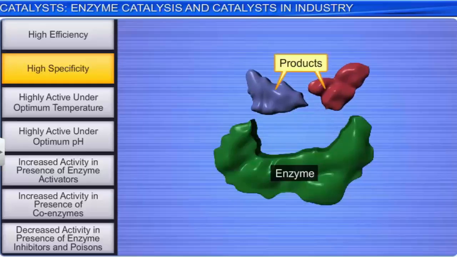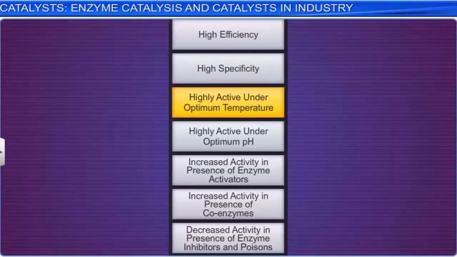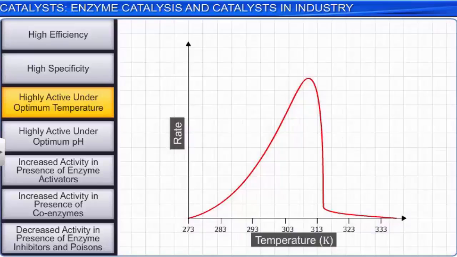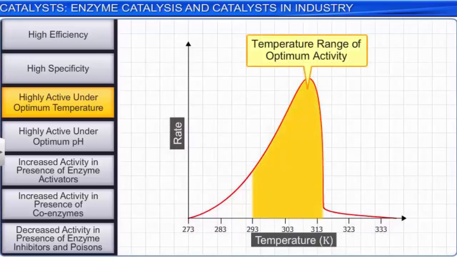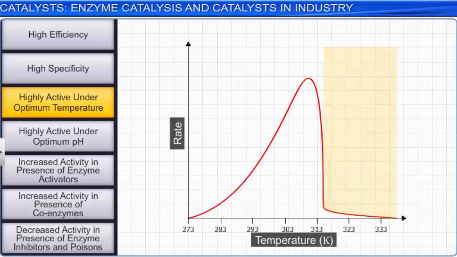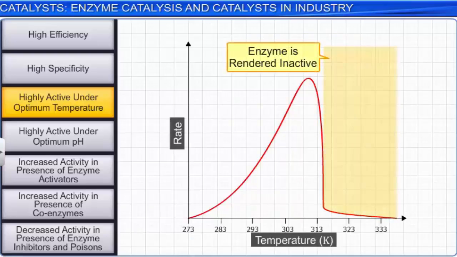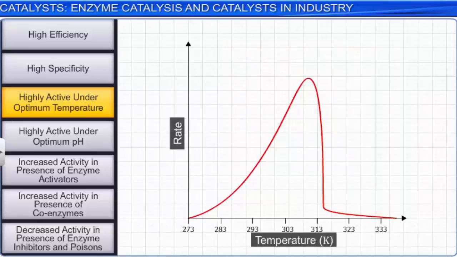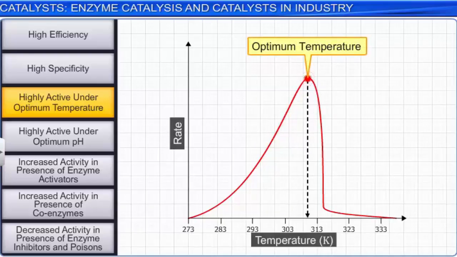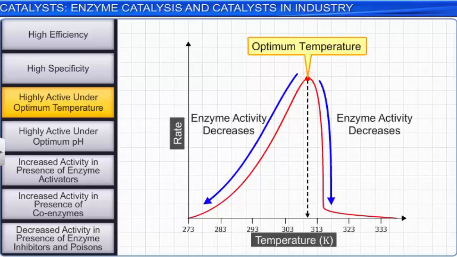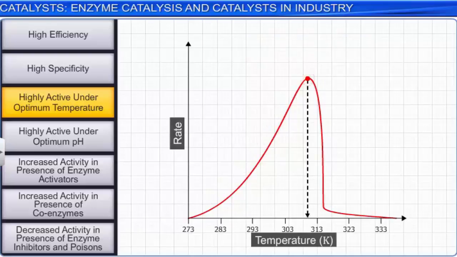Let us now discuss the effect of temperature on enzyme activity. Every enzyme has a temperature range of optimum activity. Outside that temperature range, the enzyme is rendered inactive. At a definite temperature, the rate of reaction reaches its peak. This is called the optimum temperature of the reaction. On either side of the optimum temperature curve, enzyme activity decreases. The optimum temperature range for enzymatic activity is 298 Kelvin to 310 Kelvin.